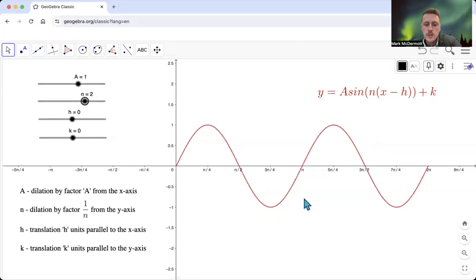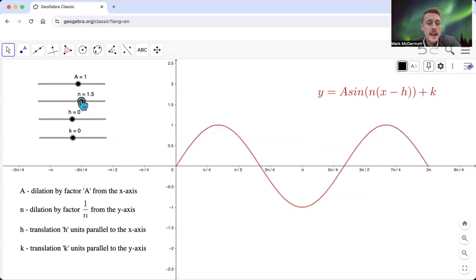we can see that in 2 pi, we now go through 2 cycles. So the period now is pi. It starts to repeat after pi radians. So we would say that's a dilation by a factor of 1/2 from the y-axis. So basically it squishes the graph. And it's from the y-axis, so it's from the y-axis in this direction. So we're sort of squishing it in that direction.